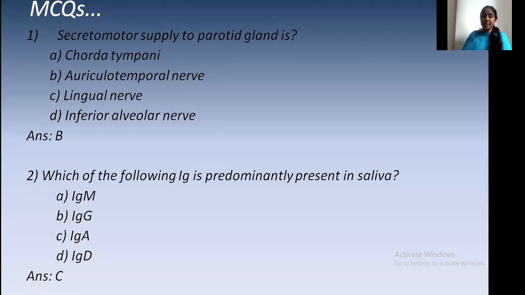MCQs. Secretomotor supply to the parotid gland is, options: chorda tympani, auriculotemporal, lingual, and inferior alveolar. Answer is option B, auriculotemporal. Secretomotor supply to the sublingual and the submandibular gland is chorda tympani. Parotid is auriculotemporal. Second one, which of the following is predominantly present in saliva? Which immunoglobulin? Answer is IgA.